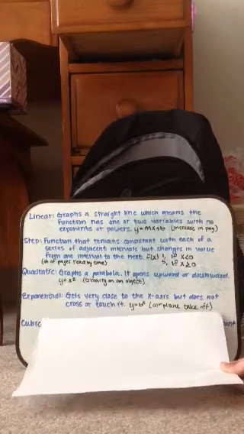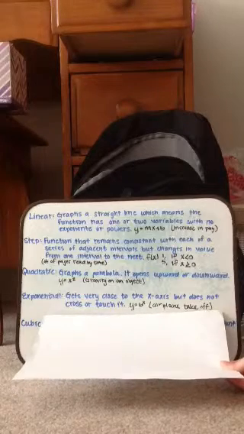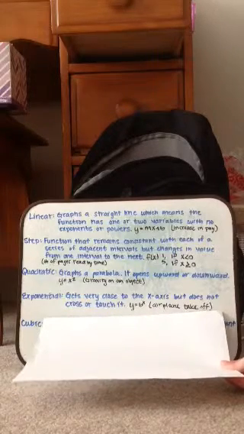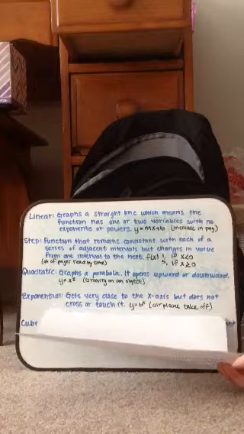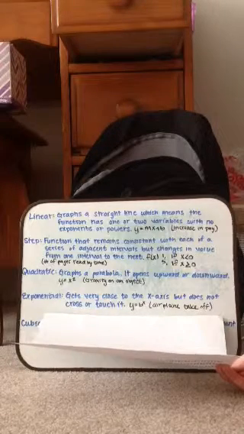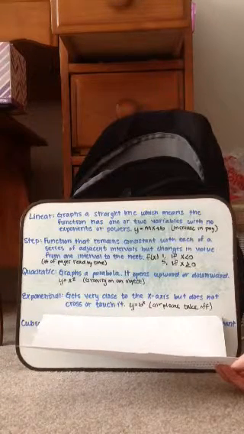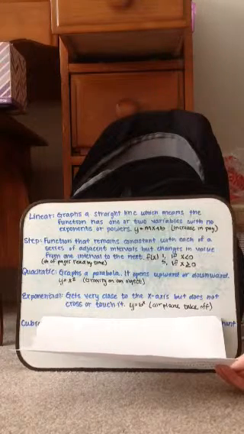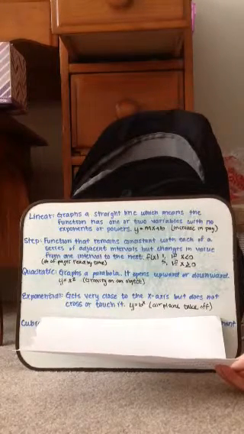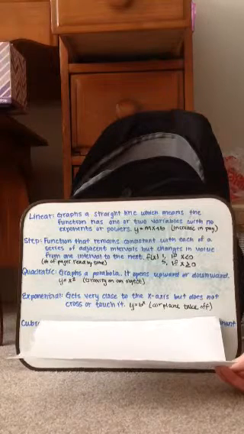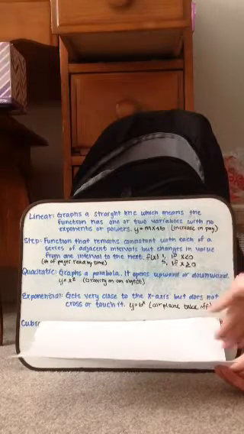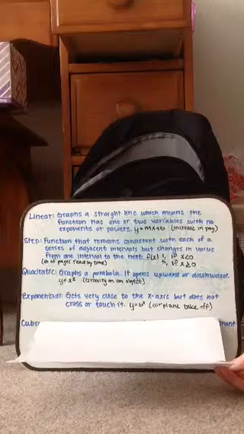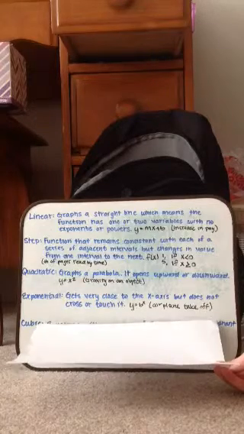An exponential function gets very close to the x-axis but doesn't cross it or touch it. The equation for that is y equals b to the x power, and an example of that is an airplane takeoff. And I think that's a great example because the graph can look similar to that.